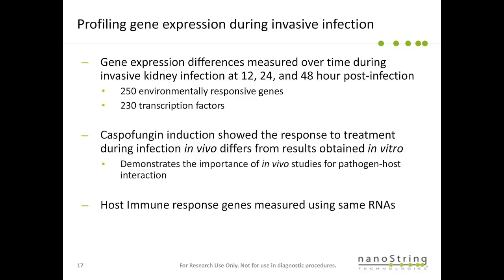Then we isolate RNA from the infected kidney tissue and perform NanoString gene expression profiling. We use 2 different code sets, a 250-gene environmental response gene set and a 230-target transcription factor code set. After that, we also started to test antifungal treatment using the same infection model. And lastly, we also quantified the host immune response during the same infection timeline.